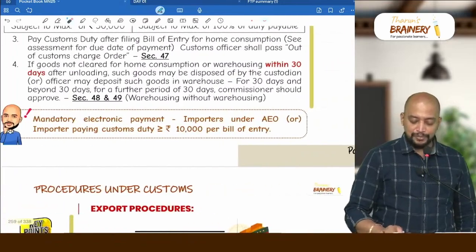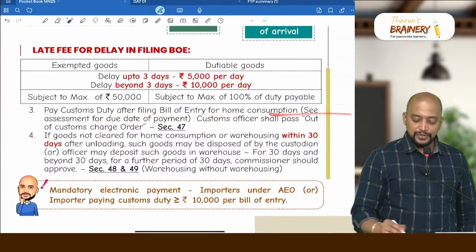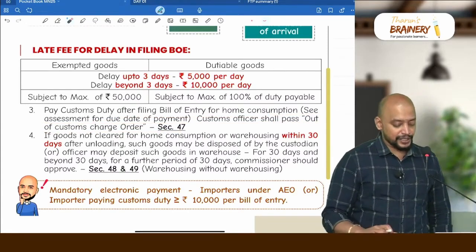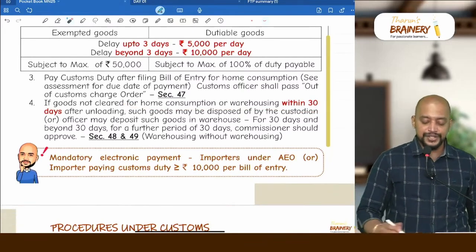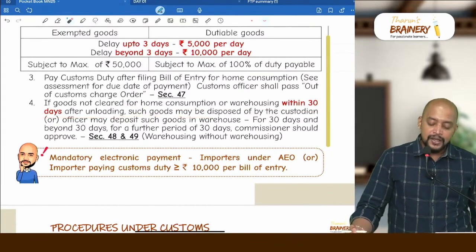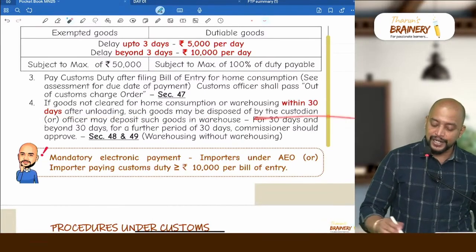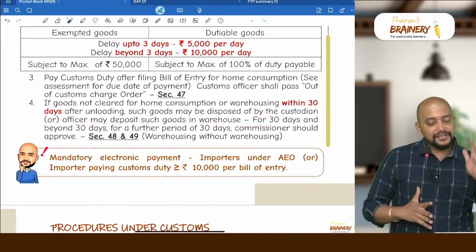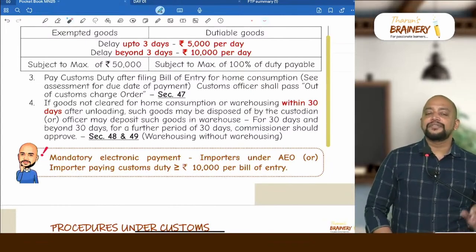Come back to page number 247. Pay customs duty after filing bill of entry for home consumption, and the customs officer shall pass the order. If the goods are not cleared for home consumption or warehousing within 30 days after unloading, what will happen? Those imported goods may be disposed of by the custodian, or the officer may deposit such goods in the warehouse. That is, we have imported the goods. Those imported goods need to be cleared within 30 days.